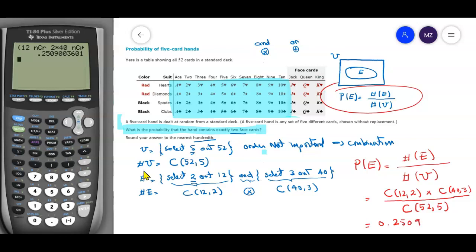Now I go back to the question, which is asking me to round to the hundredth. So the hundredth, you're going to look at this digit and stop here. So the right answer is going to be 0.25. And that's all, guys.